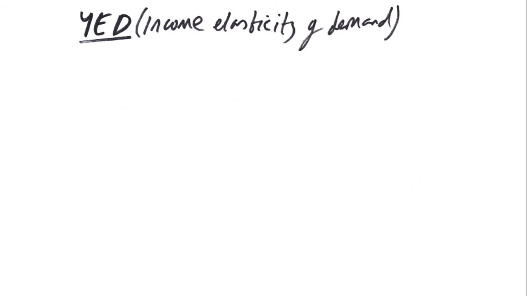So I'm assuming you all remember that Y in economics is an abbreviation for income. So it's income elasticity of demand. So the first thing I need you to do is pause the video, and define what is meant by YED.